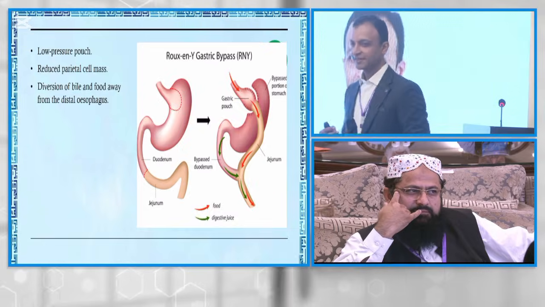The lower esophageal sphincter is not working. So whatever is there in the stomach is going to reflux. If there is too much acid in the stomach, it's going to reflux. If there is too much bile in the stomach, it's also going to reflux. So how does Roux-en-Y gastric bypass help?